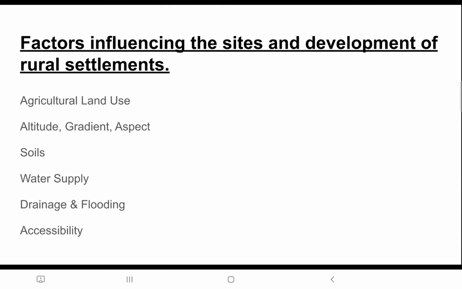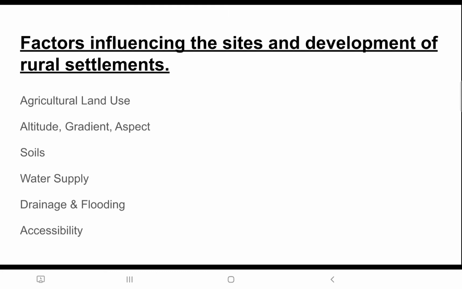Okay, and then the next factor is soil. Areas with fertile soil will be more populated because the land can support a larger population. The land is more productive. So if you've got good soil, you tend to have higher populations.